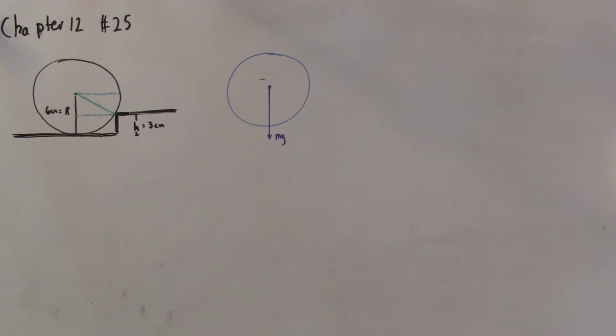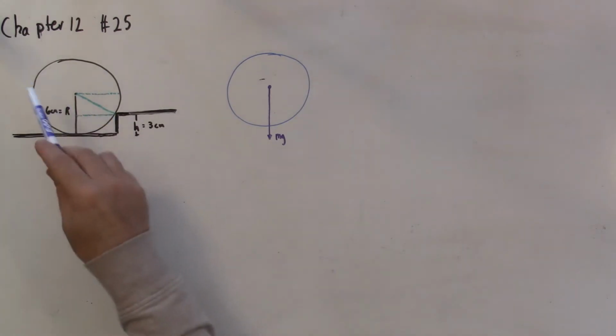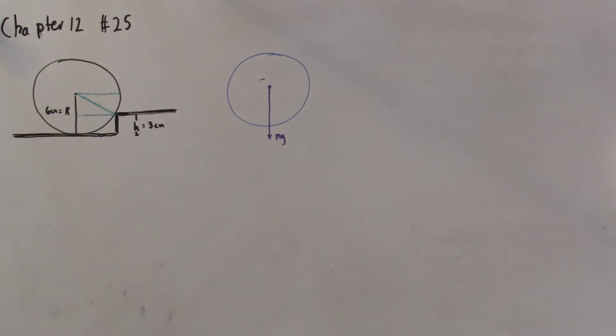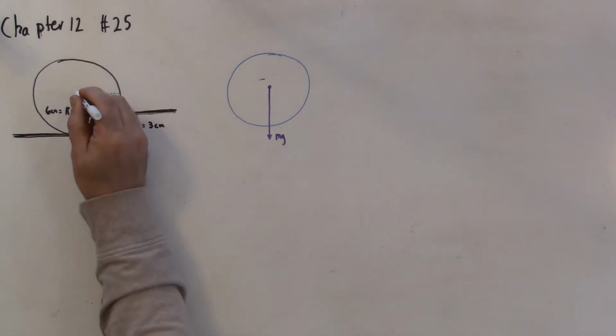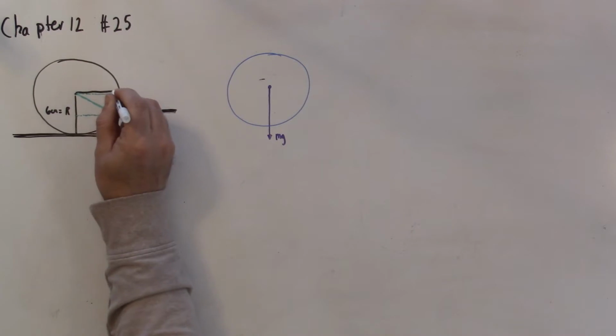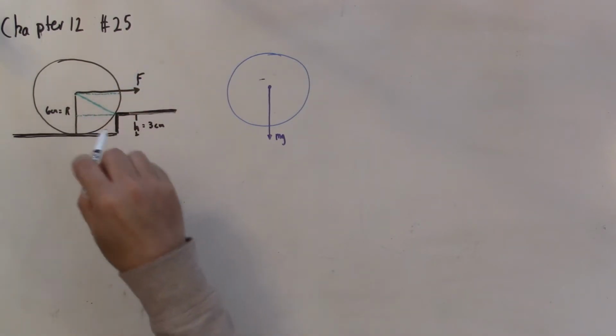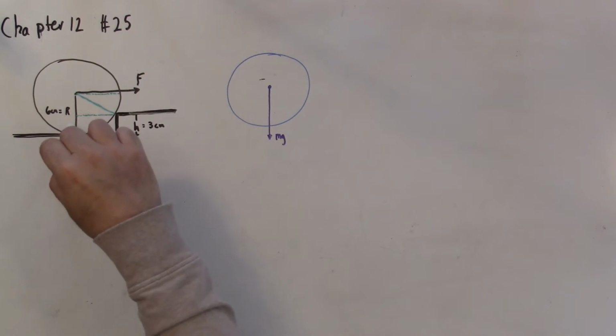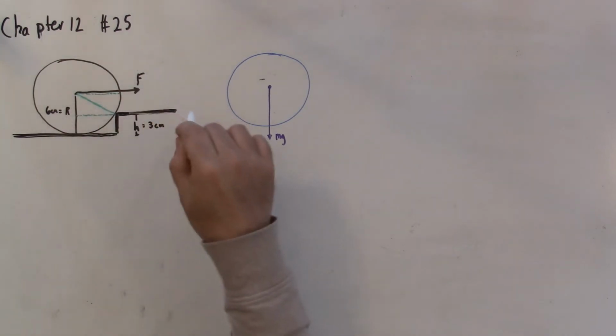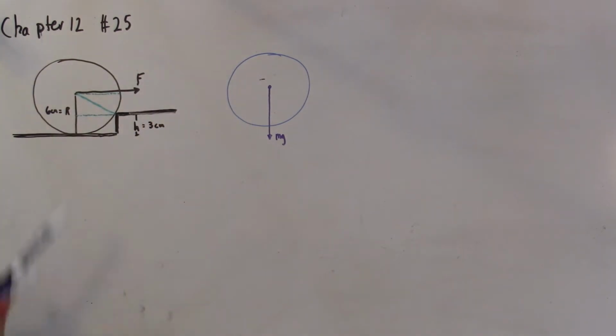Welcome to Chapter 12, number 25. In Chapter 12, number 25, what we have here is a wheel, and we're going to try to apply a force here at the center axle in this direction, and try to get this entire wheel to go up over this stair here.